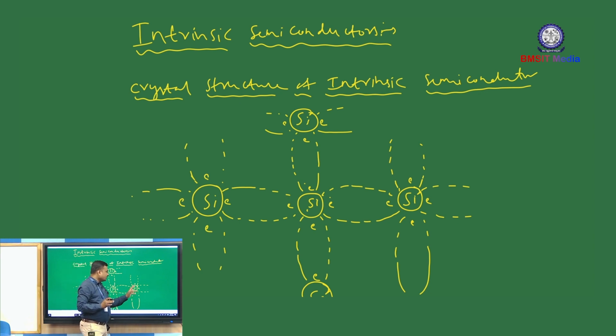Again, this silicon atom, in its outer orbit, will have 4 electrons. So it will be sharing those electrons with the neighboring silicon atoms. This sharing we call a covalent bond. So they will be forming this one bond. That bond we call a covalent bond.